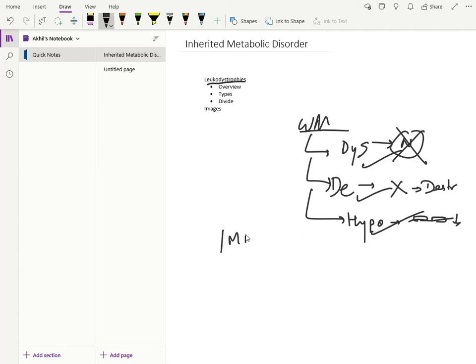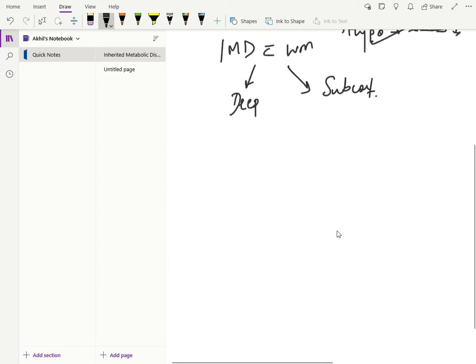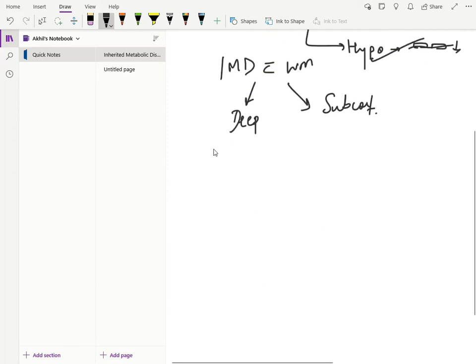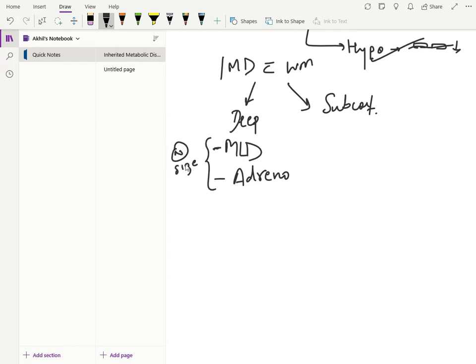Now, inherited metabolic disorders of white matter can be broadly divided into two types. One is affecting the deep white matters, and the other is the subcortical. So the disorders which are affecting the deep white matter include metachromatic leukodystrophy, and then you have adrenoleukodystrophy. And in both of these disorders, you have normal size head.